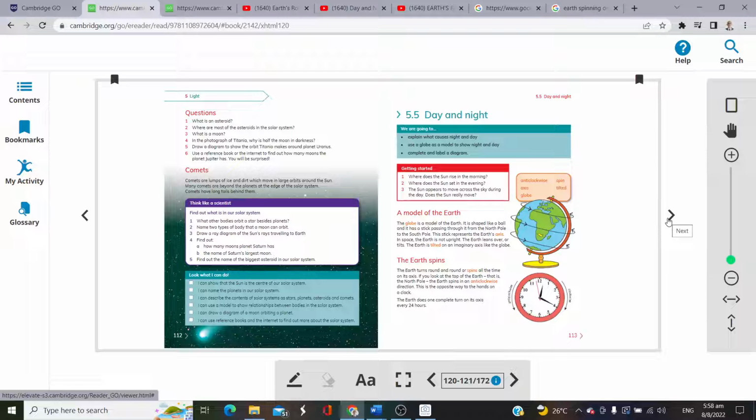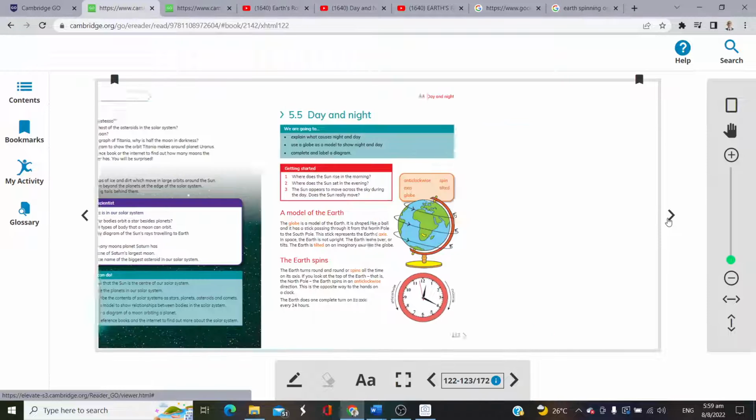Always remember, anti-clockwise, okay? Not clockwise. All the planets' spin direction, and also revolution direction, meaning traveling around the orbit, is in an anti-clockwise direction.